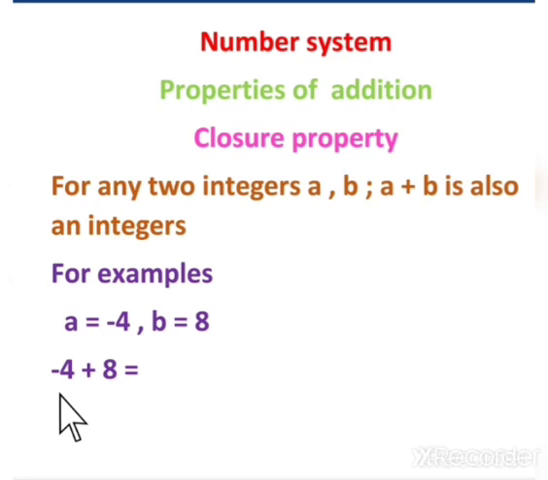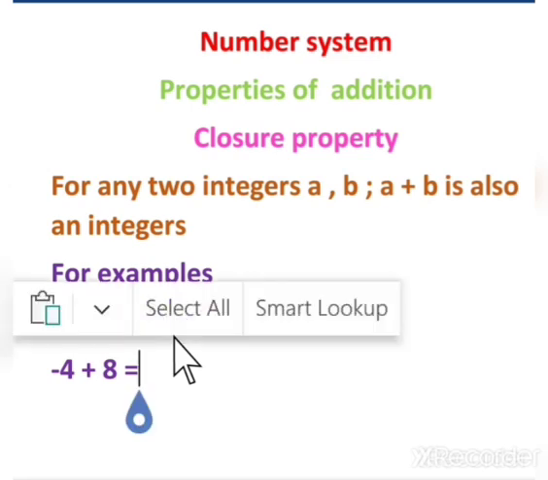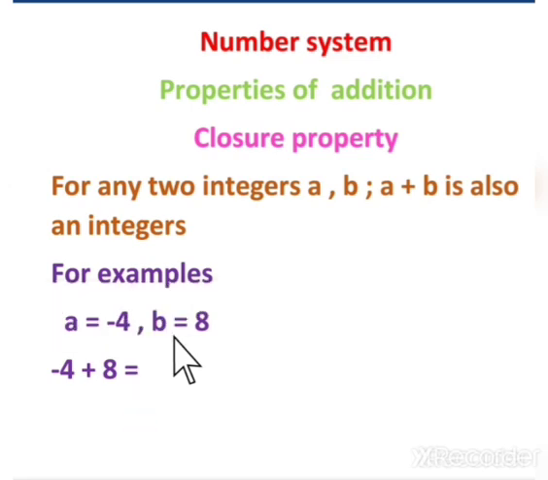We are going to subtract these numbers. If we subtract, the answer is 4, isn't it? And the greater number is 8. It has a positive sign, so the answer should also be positive. So the answer is 4. If you add any other two integers, the answer will also be an integer.